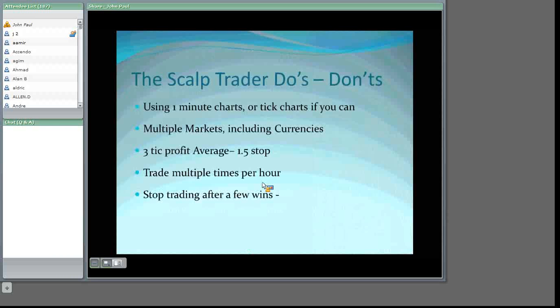Trades multiple times per hour. Very important because we're not waiting all day for a trade to occur. That's why I took 2 consecutive trades and I call it a day. Stop trading after a few wins. These are do's and don'ts, guys, that you should follow when scalp trading, okay?